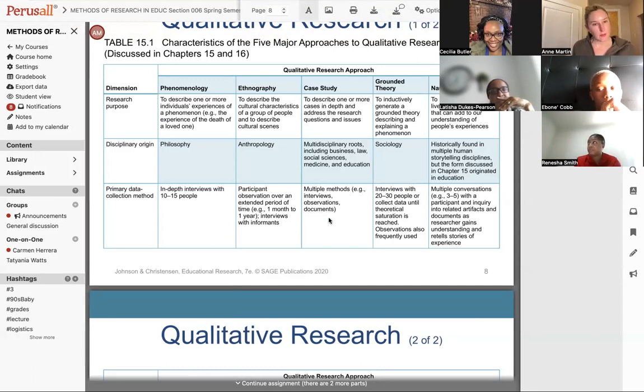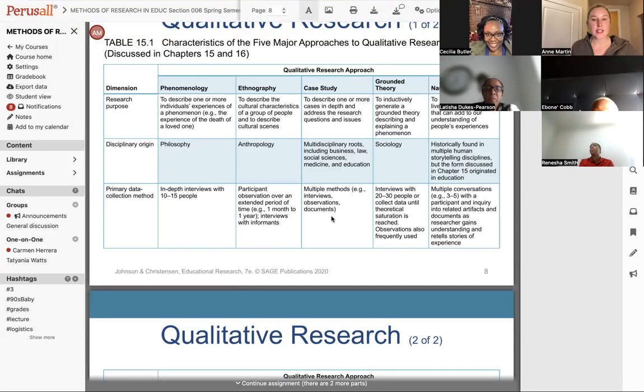And then also documents. So if you are looking at a particular school that is really successful, you might do a case study to try to understand what's happening that's making the school so successful. And if it's a qualitative case study, you might observe the school, you might interview some of the teachers, parents, and students, and you might collect some of their documents, the lesson plans, student artifacts, to try to get a picture of what's happening there.